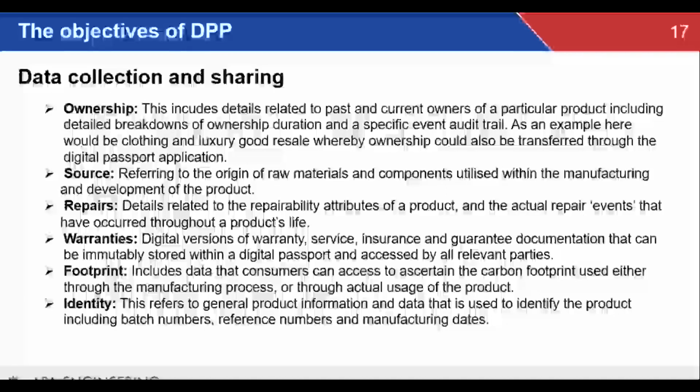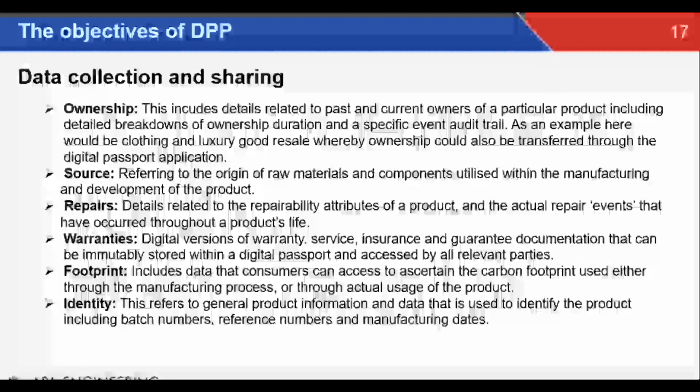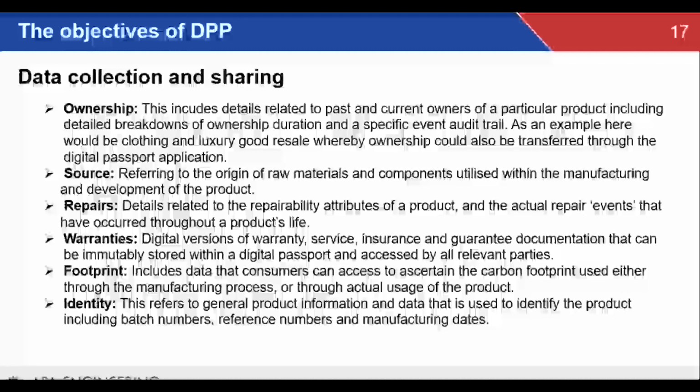And the next one is footprint. It includes data that consumers can access to ascertain the carbon footprint of the manufacturing process, or it can reinterpret the data held within the categories above, such as providing details on the energy utilized in the manufacturing process or which raw materials or components of the product are made from recyclable materials. And the last one is identity. This refers to the general product information and data used to identify the product, including the batch numbers, reference numbers, and the manufacturing dates.